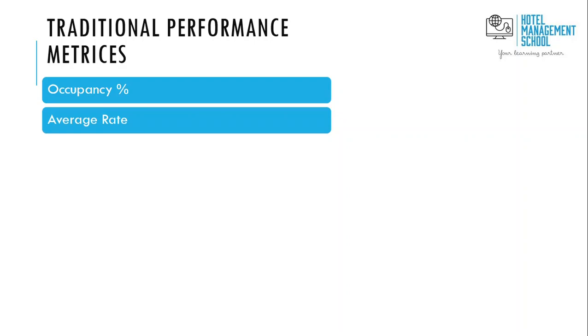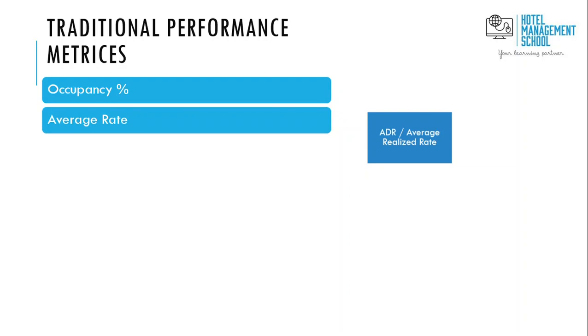So average rate means average daily rate or average realized rate of the hotel. The hotel is selling its rooms on different platforms at different rates. They may be selling on online travel agents like Booking.com, Agoda, Expedia. They may be selling to offline travel agents, via normal traditional travel agents. They may be selling to corporates. They may be selling to the government.